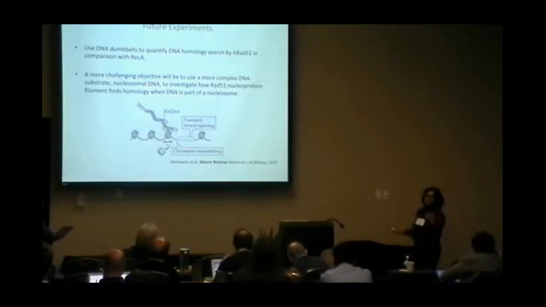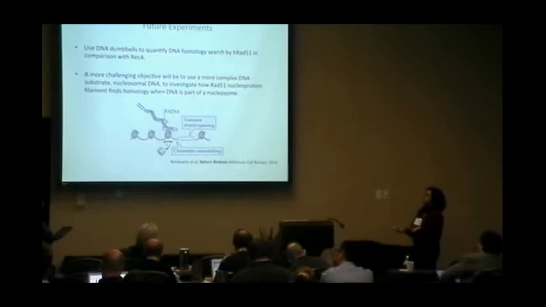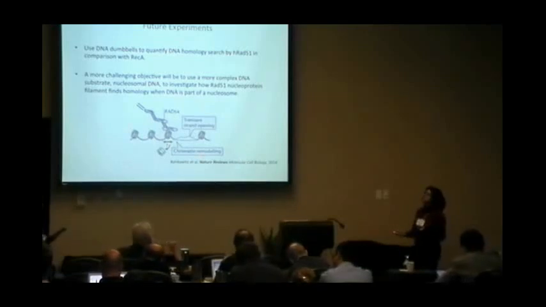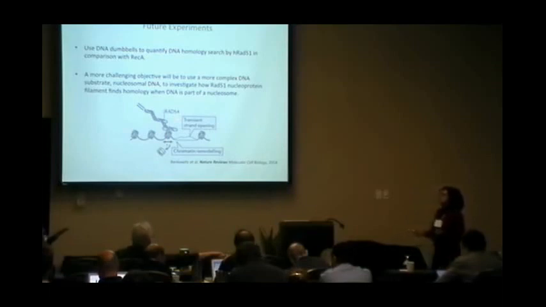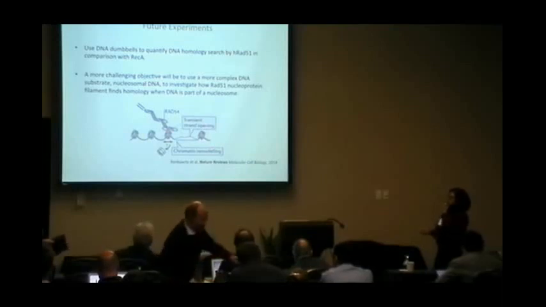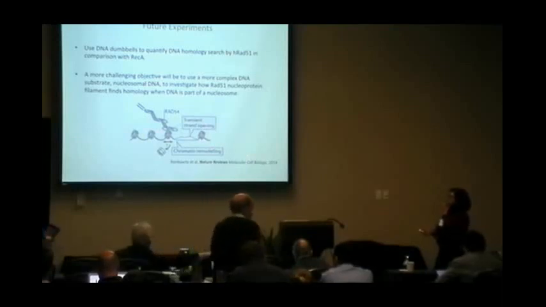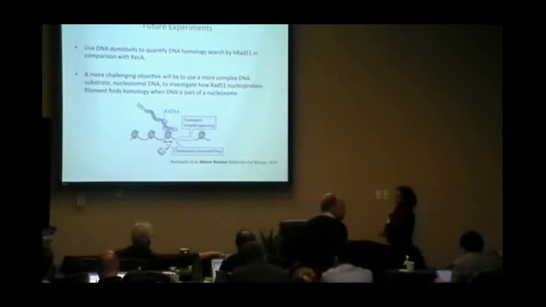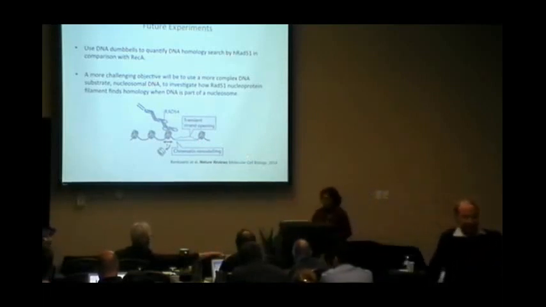The more challenging part of the project is that in our genome, the DNA is not just naked DNA, but is wrapped around nucleosomes. So the big question right now is how the filament finds homology when DNA is part of the nucleosome. It becomes more complicated because there are other factors, such as RAD54, which is a chromatin remodeler and moves nucleosomes. That would be a more challenging and more interesting aspect of the project, which I'm hoping to be able to do.